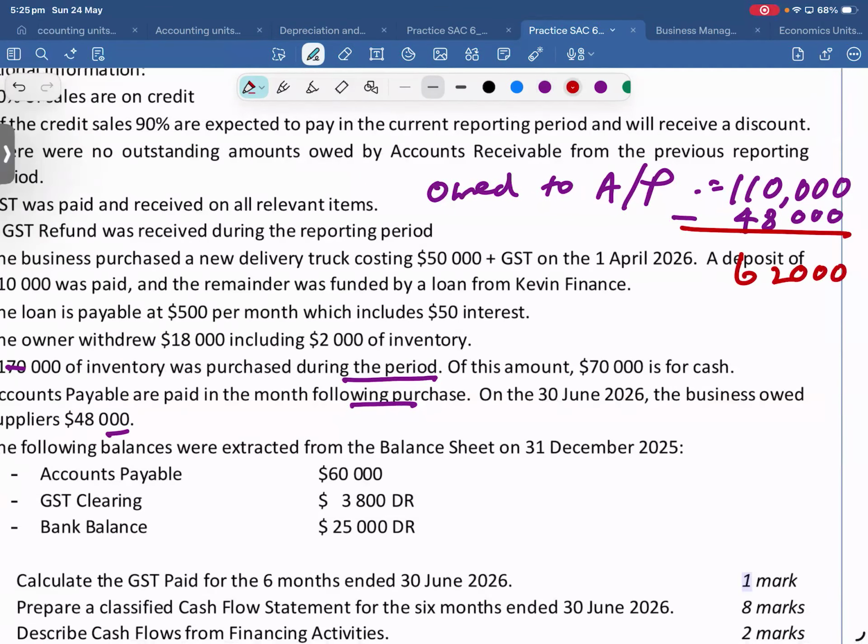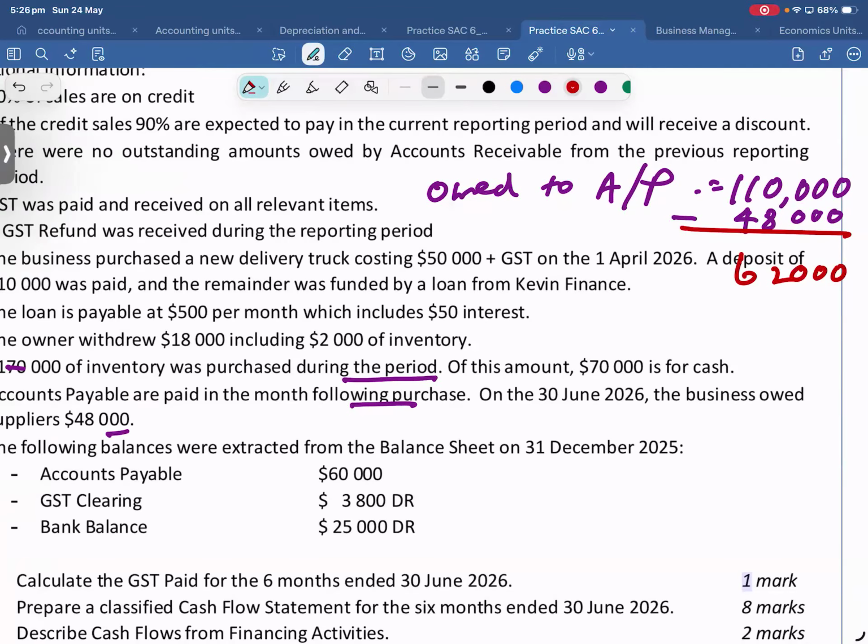So 62,000 is how much has been paid to accounts payable for whatever we owed in this period itself. Is it clear? We purchased 110,000 worth of inventory on credit, and from that we settled 62,000 in this period itself. Make sense? 48,000 is still owing, which will be settled next period. Make sense? Okay.